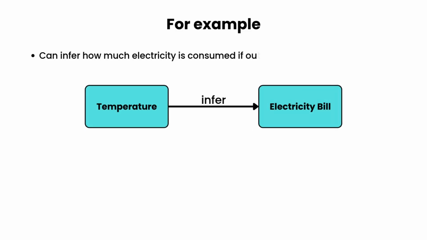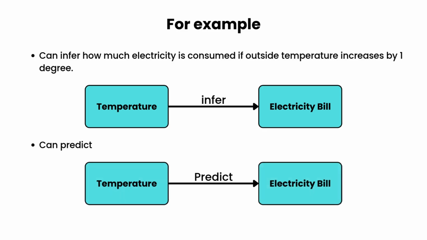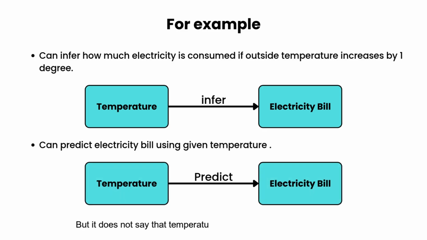For example, it can infer how much electricity is consumed if outside temperature increases by 1 degree. Or it can predict electricity bill using a given temperature. But it does not say that temperature has an influence on electricity bill.